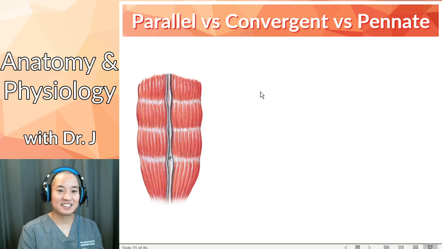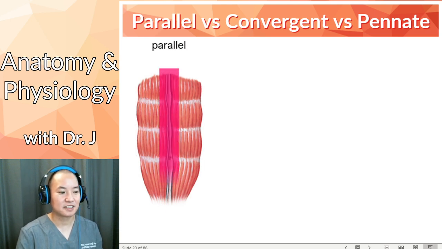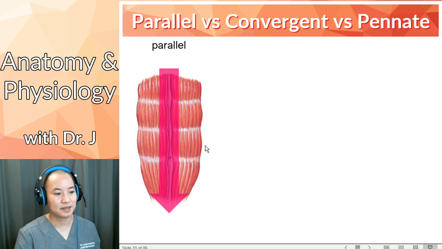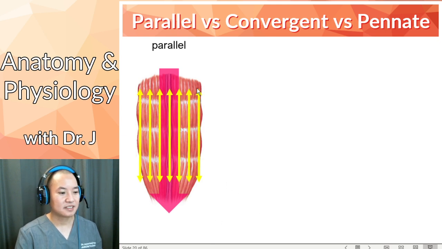So again, you might be like, oh my god, they all look the same. They all have fascicles. They all have lines. So parallel versus convergent versus pennate. What I'm going to show is the overall direction of movement. This is rectus abdominis, and when you contract this muscle, you notice that all the fascicles are parallel to that overall direction of movement.